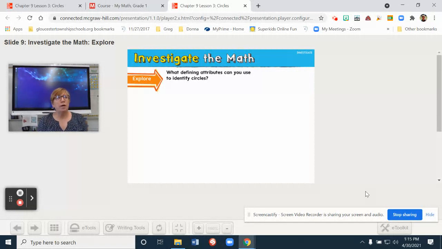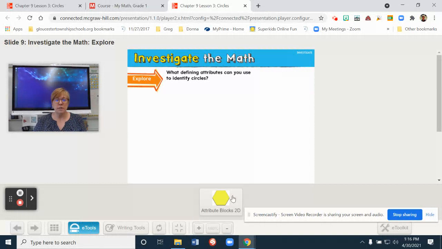Okay, now we are going to investigate math. We need to discuss or think about what defining attributes you can use to identify circles. So think about ways we've discussed so far about other two-dimensional shapes. What have we said about them? Well, one of the things we've said is they have sides. Now think about that. What have the sides been on the other two-dimensional shapes? A side is a straight line, okay? Does a circle have a straight line?